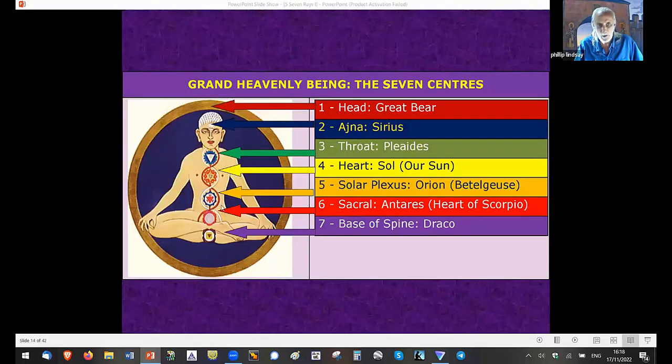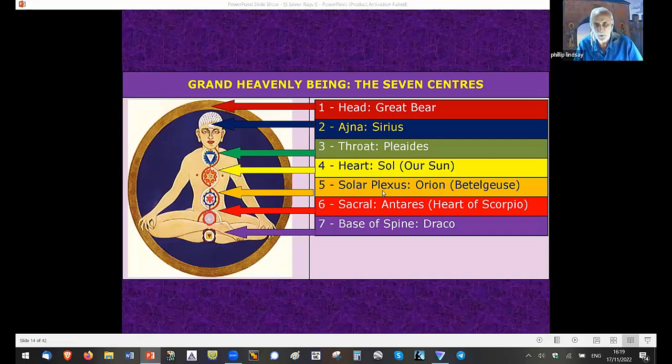So our solar system is part of a greater corporate being, as I might have said in one of my introduction talks, the so-called grand heavenly being, or the One About Whom Naught May Be Said, which includes various constellations such as the Great Bear, Sirius, the Pleiades, which have been theoretically assigned as different chakras within that greater body. The Great Bear, for instance, the head center, Sirius, the ajna center, the throat center, the Pleiades, the heart center, our solar system, Orion, solar plexus, Antares in the heart of the Scorpion as the sacral, and Draco as the base of the spine. We take some of these from hints in the teachings because it hasn't really been spelt out completely. We've tried to fill in the gaps over the years, myself and various other students. And this is not a bad working structure that we have at the moment.